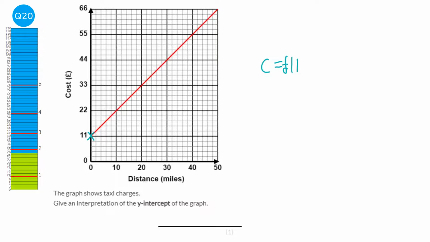Well, how many miles have been travelled on the y-axis? Well, 0. So at 0 miles, we've had to pay the taxi man or woman £11. So we know that therefore the taxi costs £11 at the start. We'll just leave it at that. Okay, so the initial charge, or the cost for the taxi turning up, is £11.